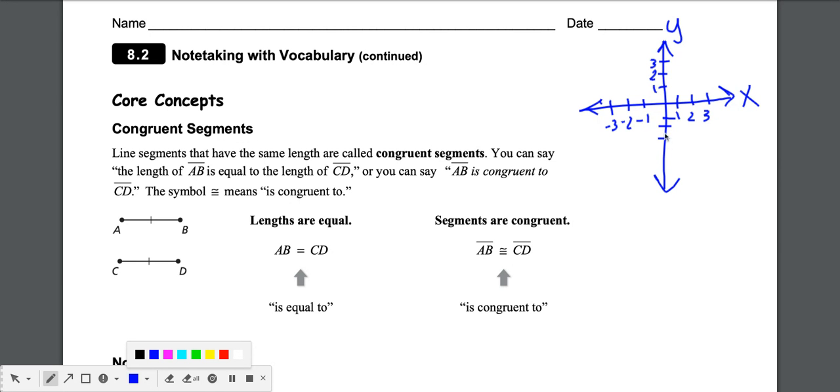Now, my spacing on there is a little bit off. Hopefully, we just give you a graph to be able to work with most of the time, so you don't have to make your own graphs all the time. That is too time consuming.